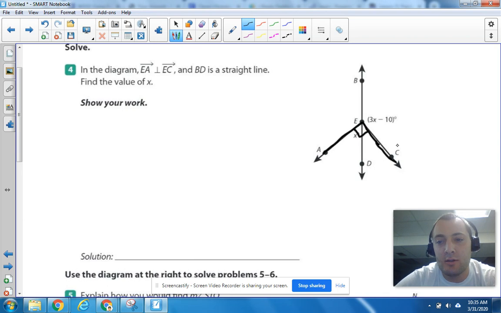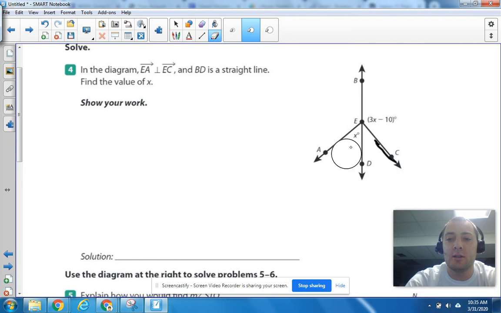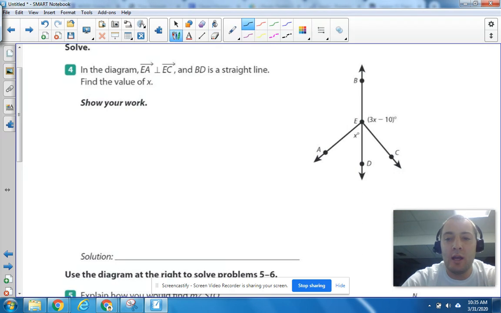How do you find it? Well, if we want to find x, there's a couple different things that have x in it. What I would do is, if I know that these two things right here make a 90-degree angle, if I can find this one, then I know that they add up to 90 degrees. If I can find this one, I could also look at these two and know that these two add up to 180 because they make a straight line. So there's 2 different ways you could go about doing it.